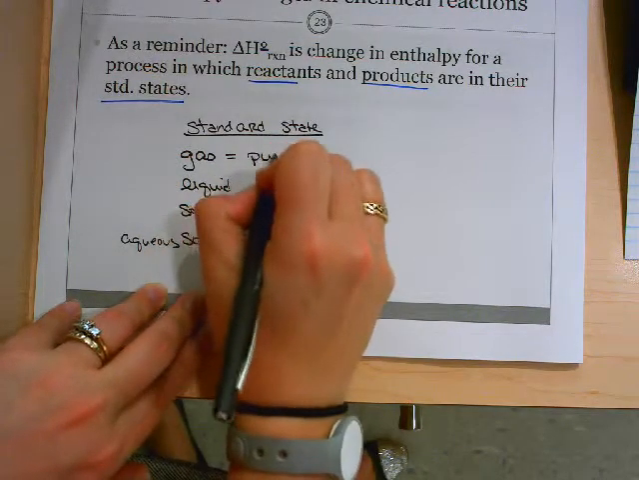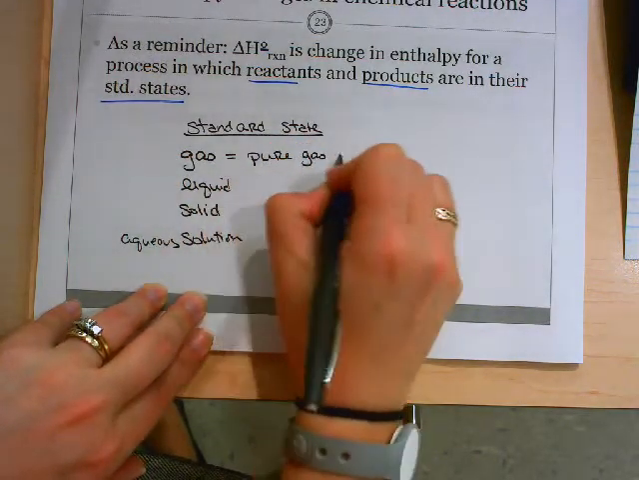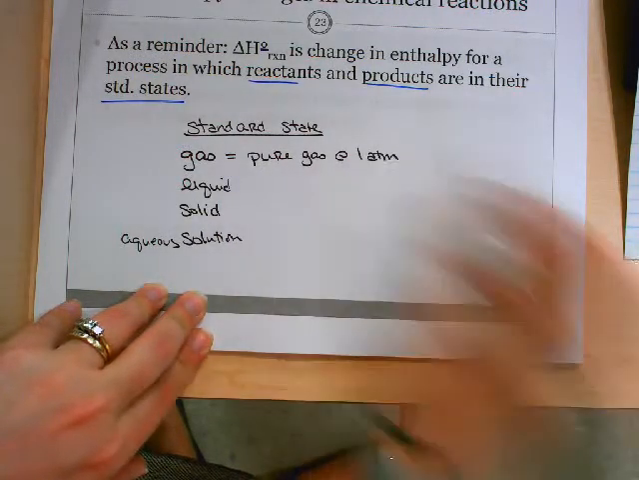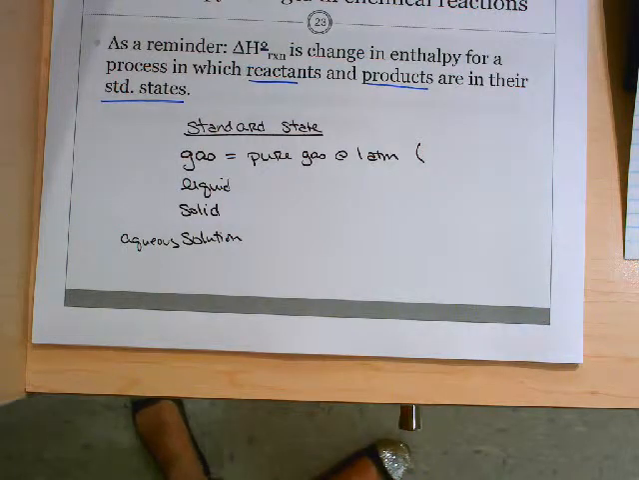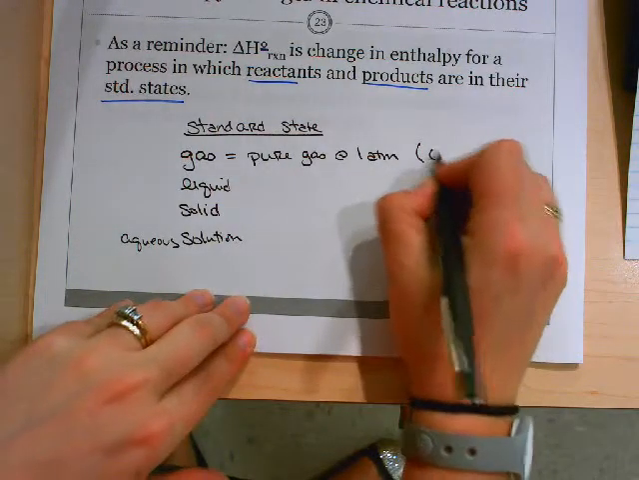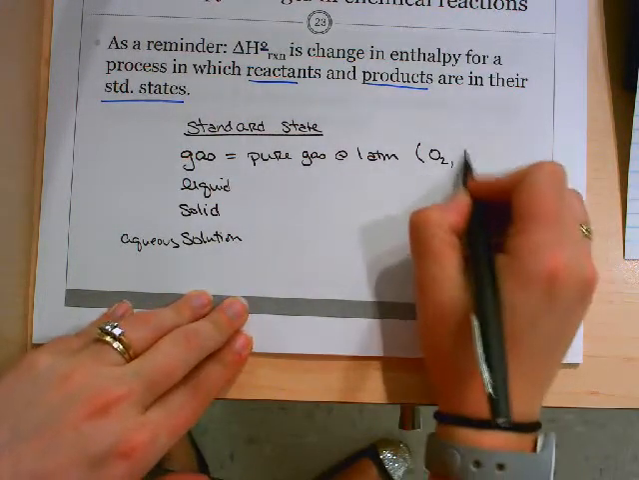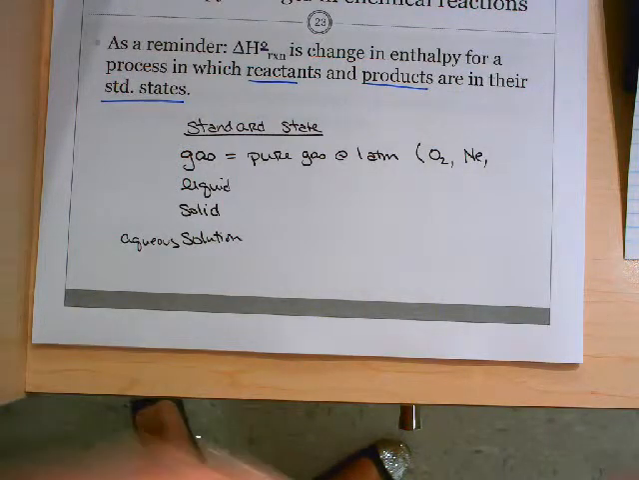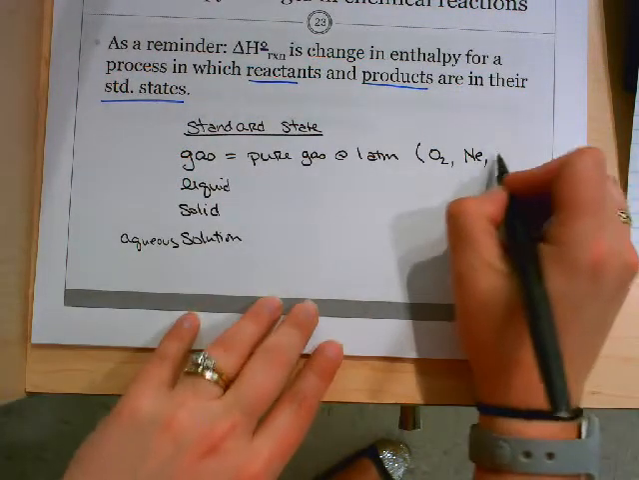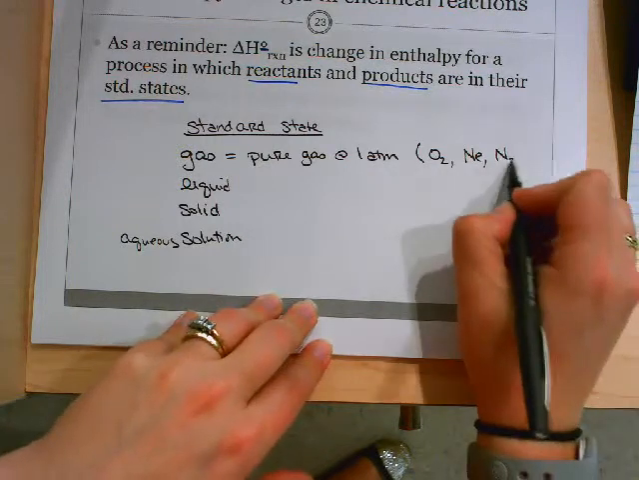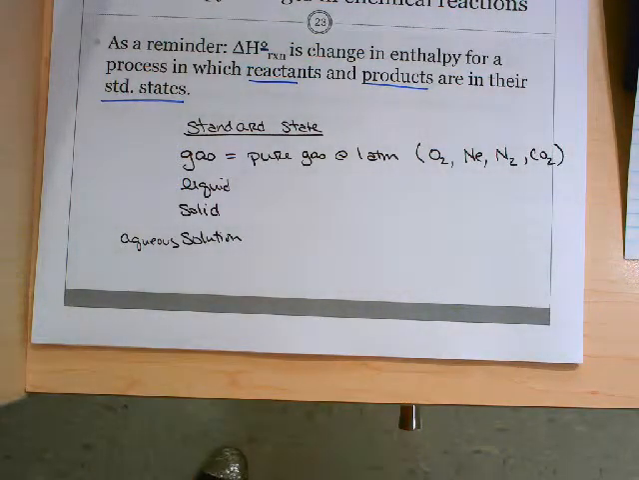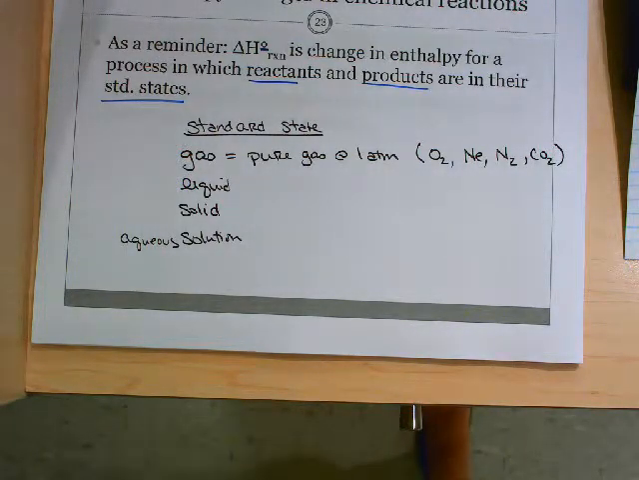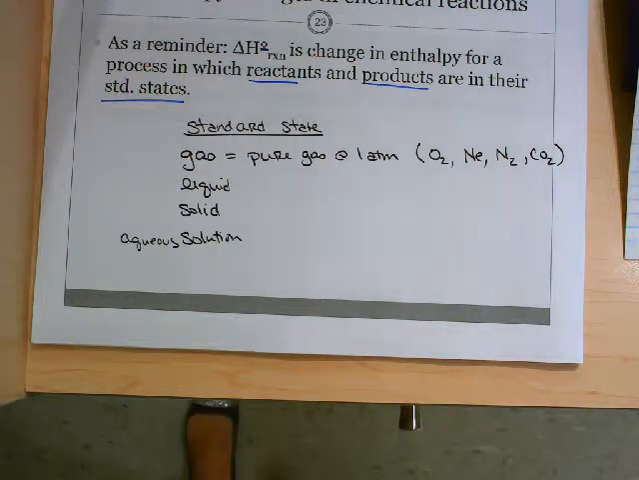It is a pure gas at 1 atmosphere. And by pure gas, I mean in its elemental-ish form. So like oxygen, or neon, or nitrogen. CO2, that'd be great too. Those are all gases in their plain, pure, ordinary form at 1 atmosphere.